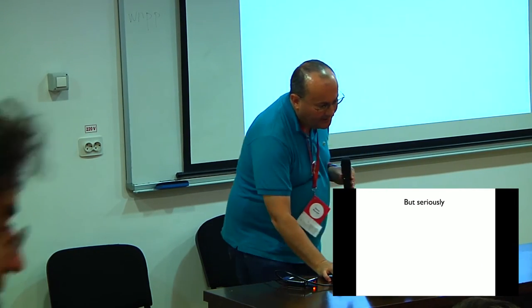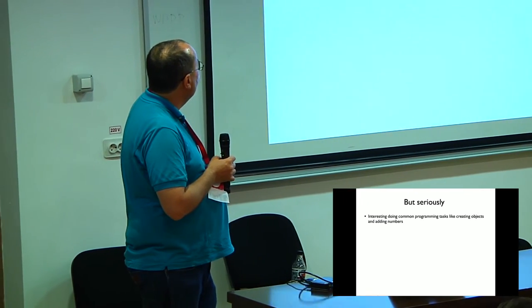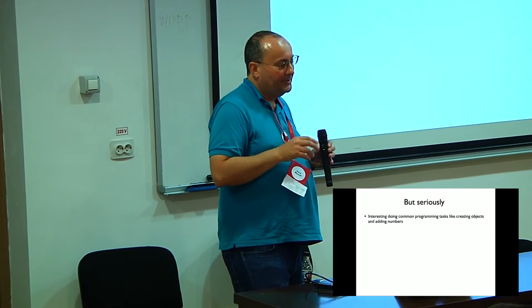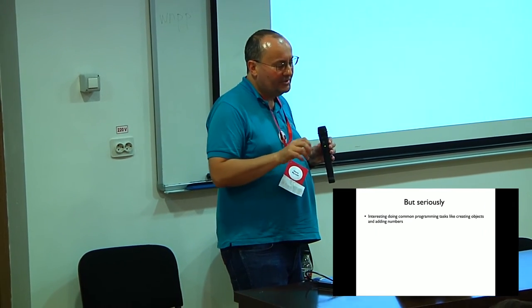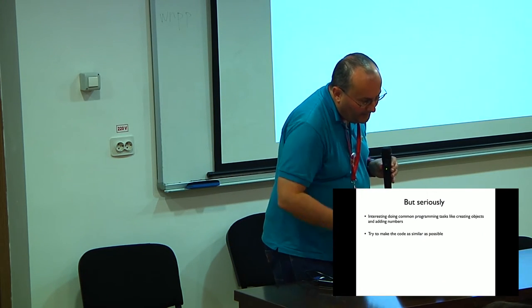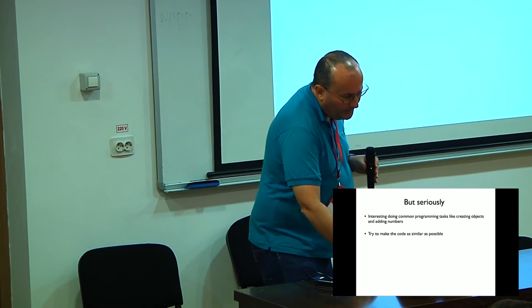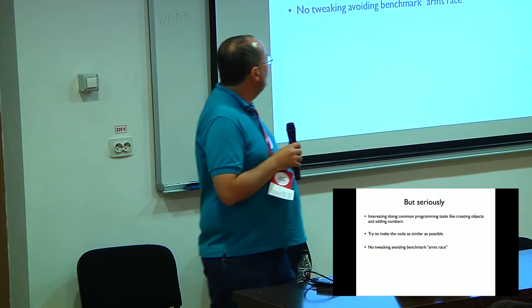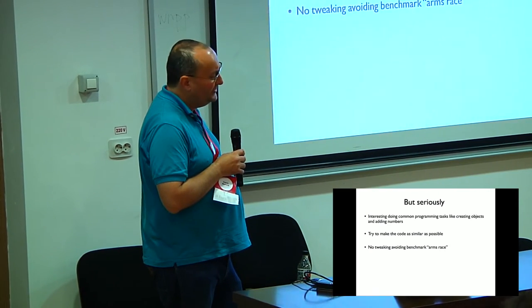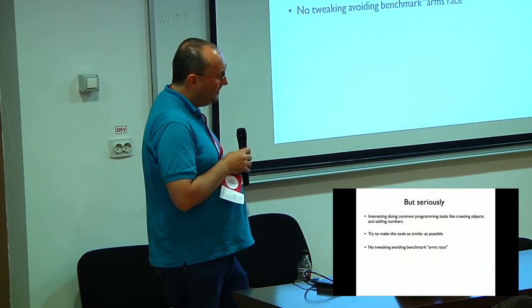Okay, so seriously, it's interesting doing common programming tasks like creating objects and adding numbers. And it's also quite useful if you're not familiar with Perl 6, because I'm going to show you code examples of 5 and 6 next to each other. I've tried to make the code look as similar as possible in most cases. I've tried to avoid tweaking, so I'm not getting into a benchmark arms race. Generally, the code is the same. Sometimes, if there's an obvious thing, I will drop it in.